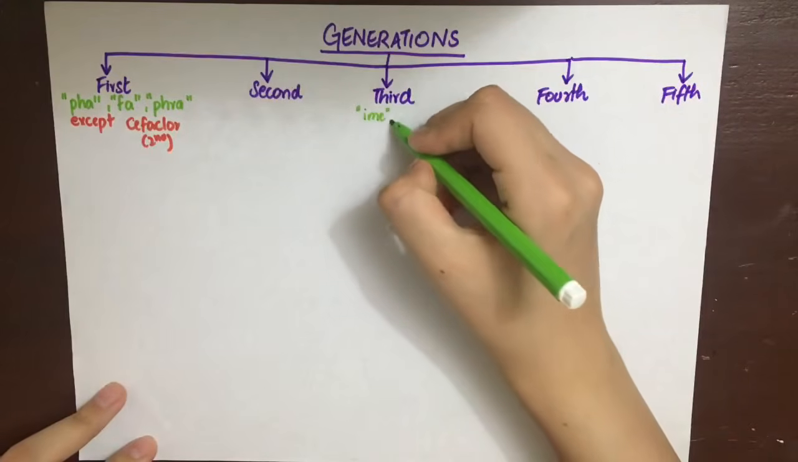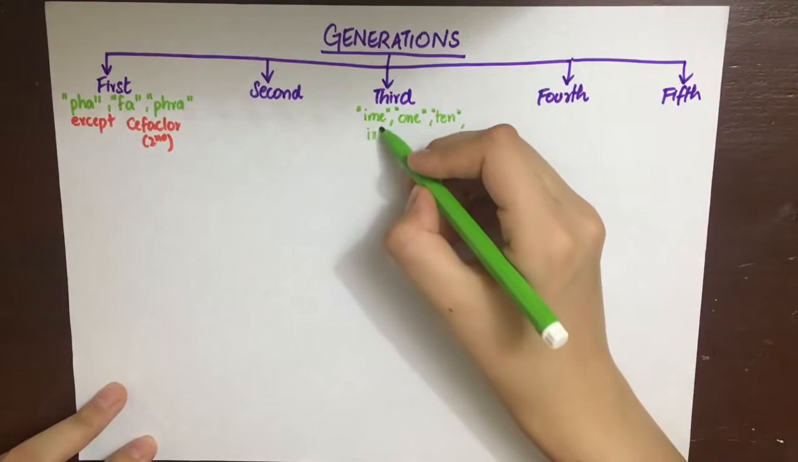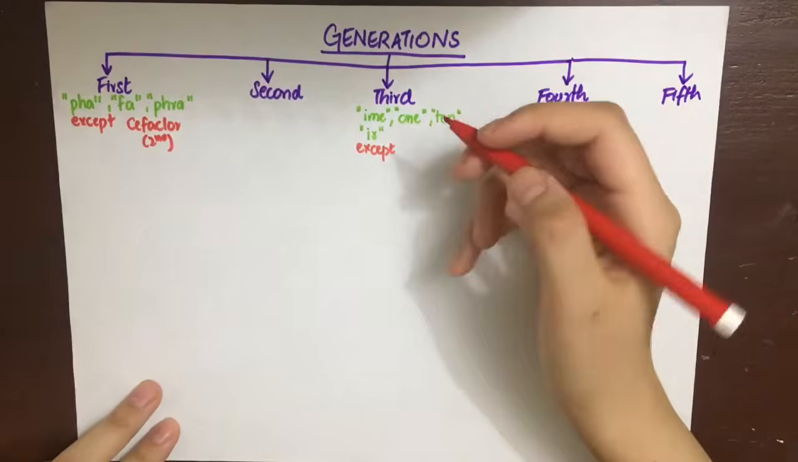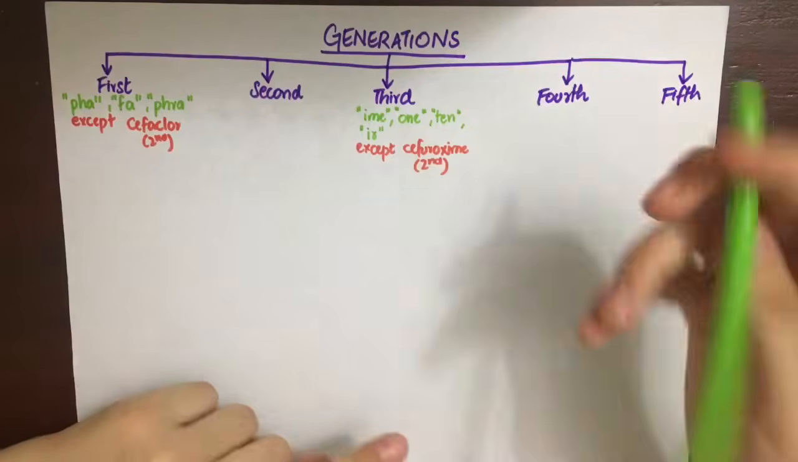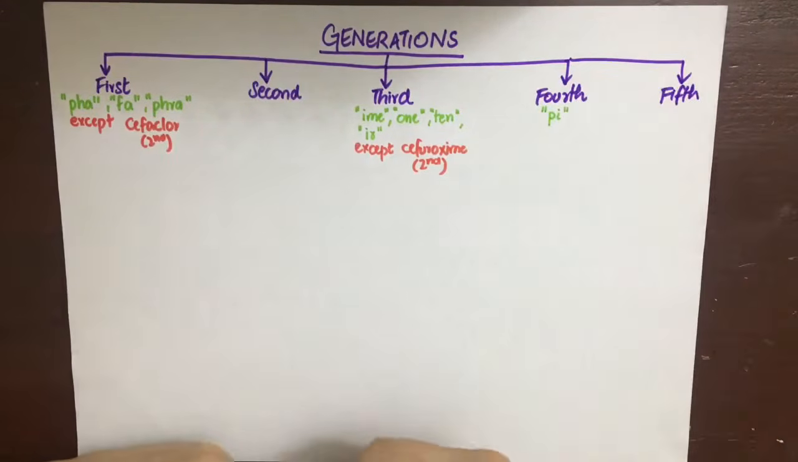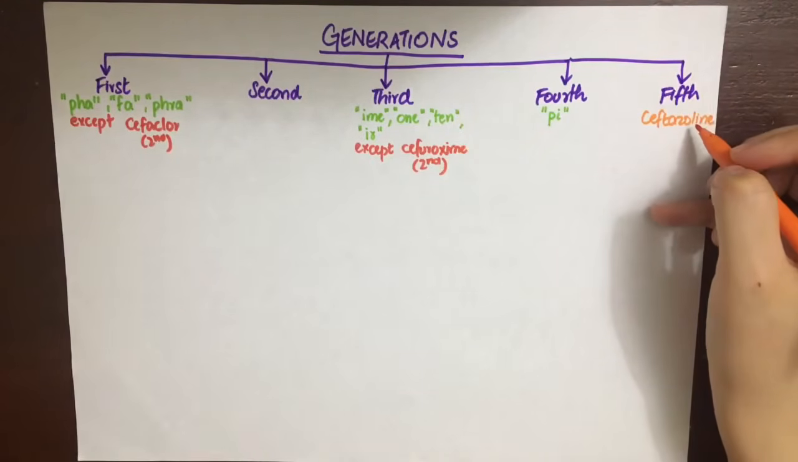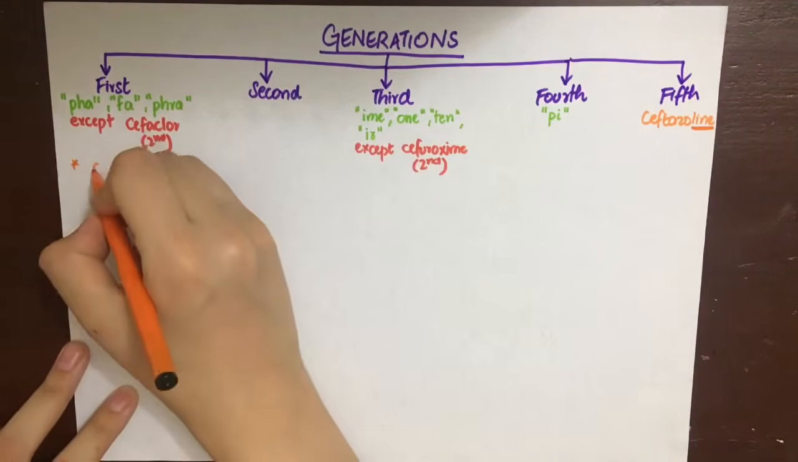While the third generation will have IME, 1, 10, or IR in their names, except cefuroxime, which is also from the second generation. The drugs which have PI in their name are from the fourth generation and INE from the fifth generation. We'll only discuss one drug from the fifth generation. Now remember, I've only made these combination of letters for you to remember them, and there can always be exceptions from these, but these are the most important ones that you need to remember.